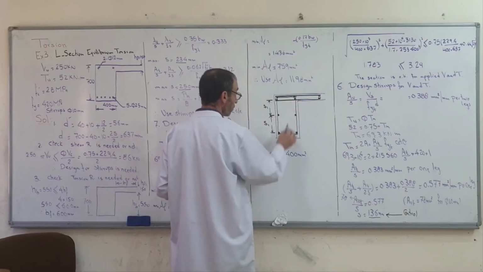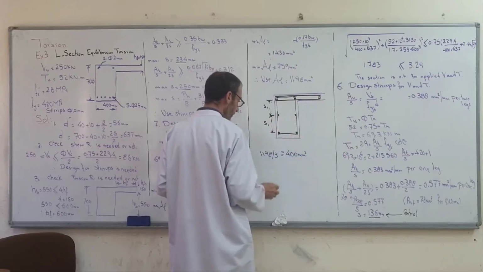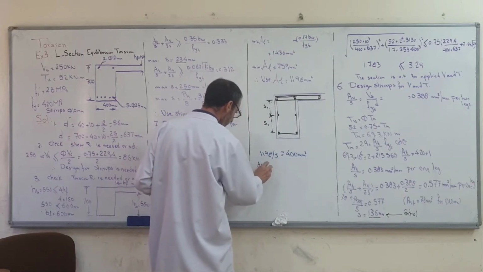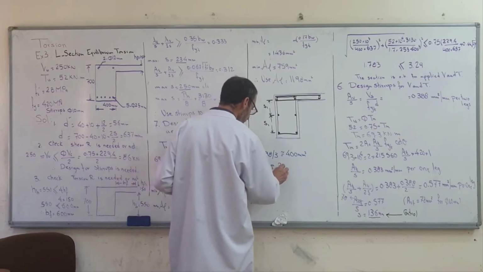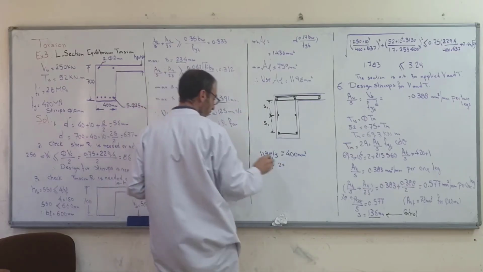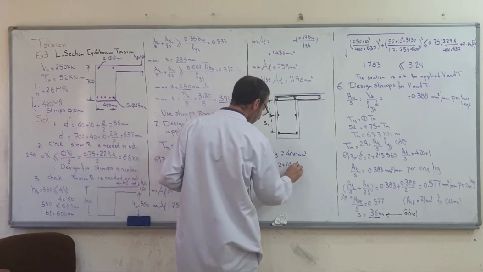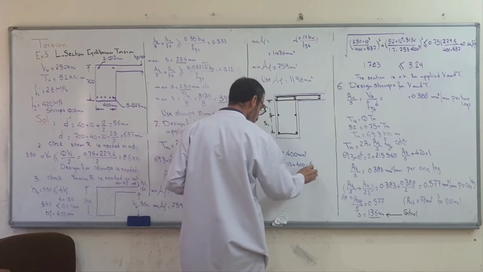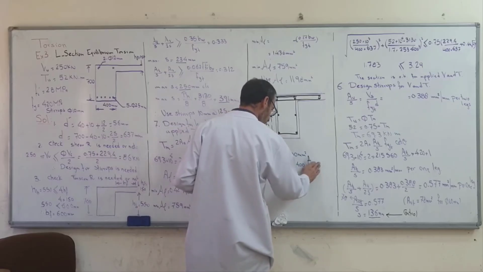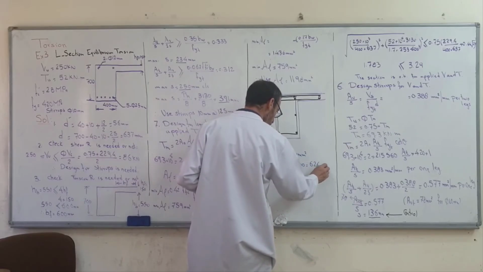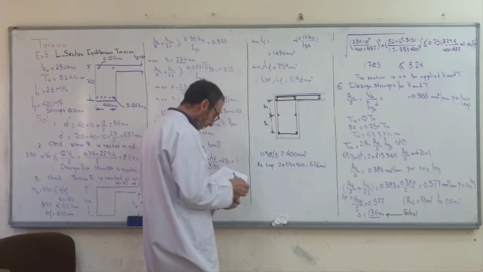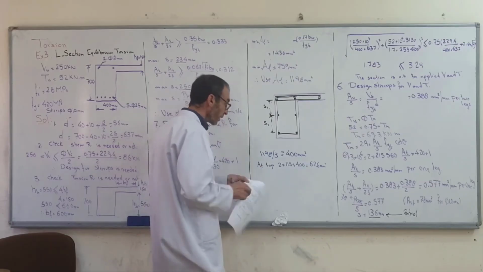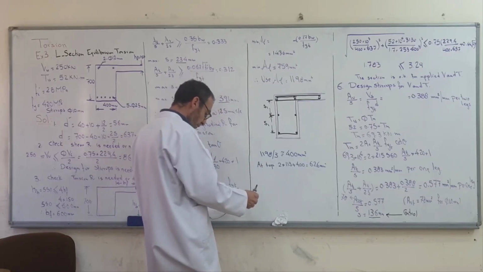Top longitudinal reinforcement: top, mid height, and bottom. At top we have 2 phi 12, 113 plus 400. It must be provided 266 millimeter square at top. This must be provided at top.